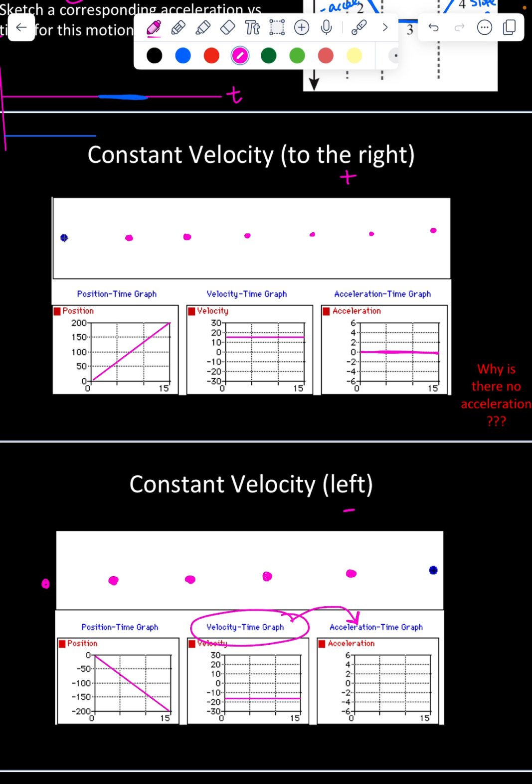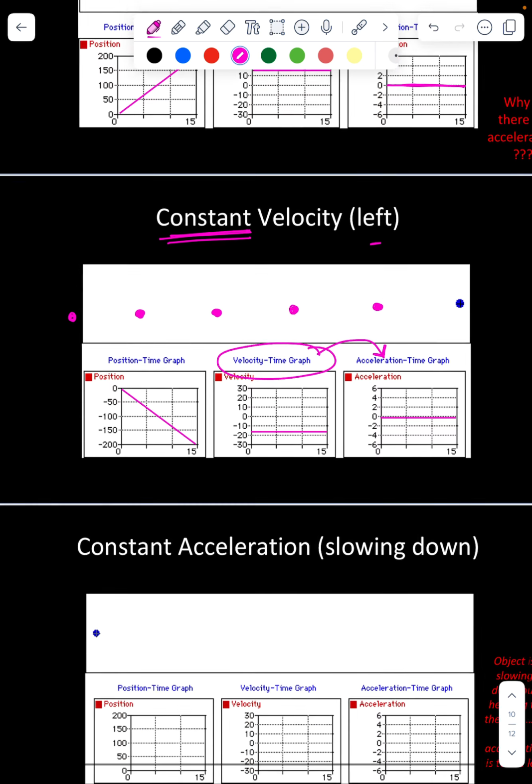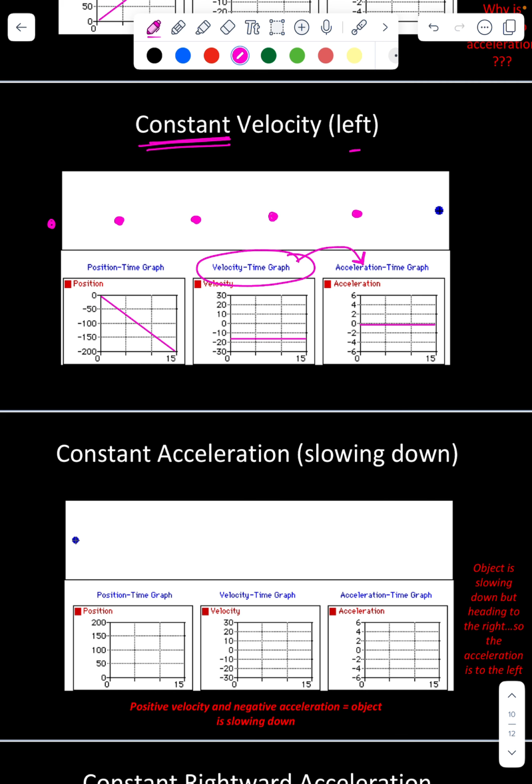Well, the slope of a horizontal line is 0. So we have no acceleration. There is no acceleration because we have constant velocity. But these two, the next two, are pretty cool.